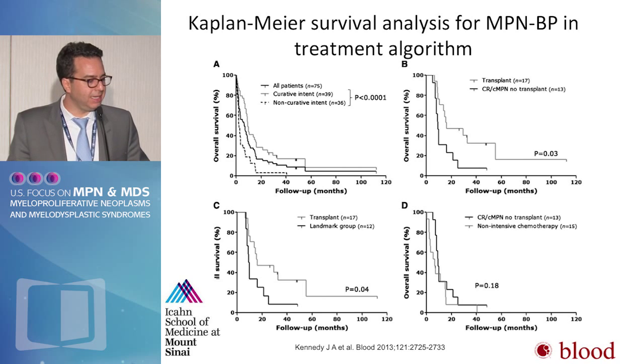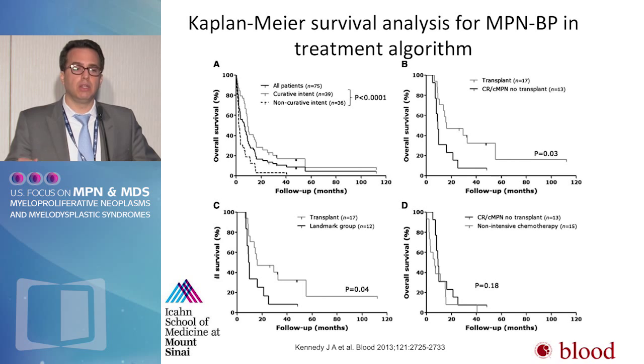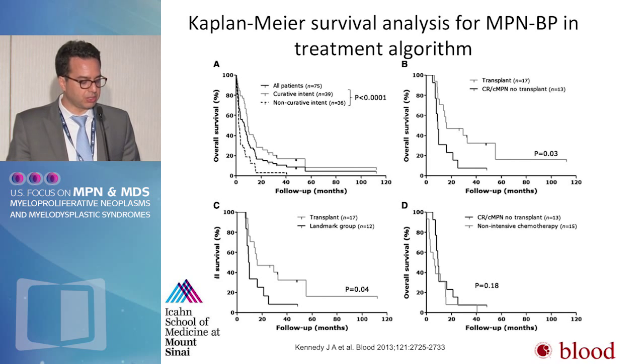And if you look at part D, which is patients who attained a complete response or were left with chronic phase MPN features, didn't go to transplant, versus patients who got low-intensity therapy, perhaps decitabine, again, there was no real difference here, which would make you question giving induction chemotherapy unless you had that transplant option to follow.